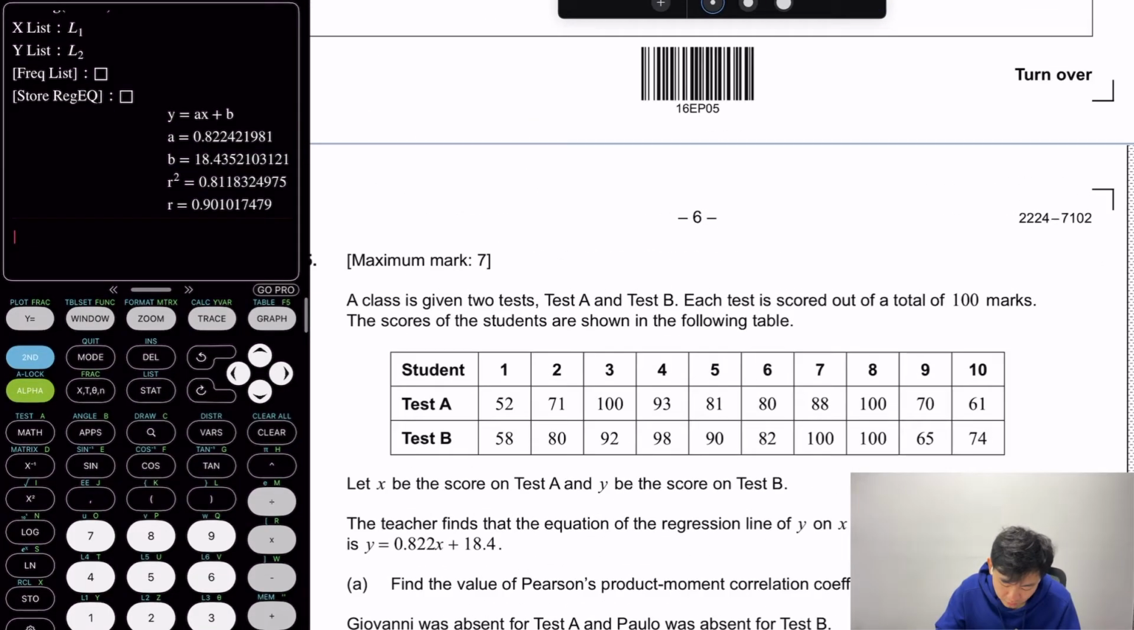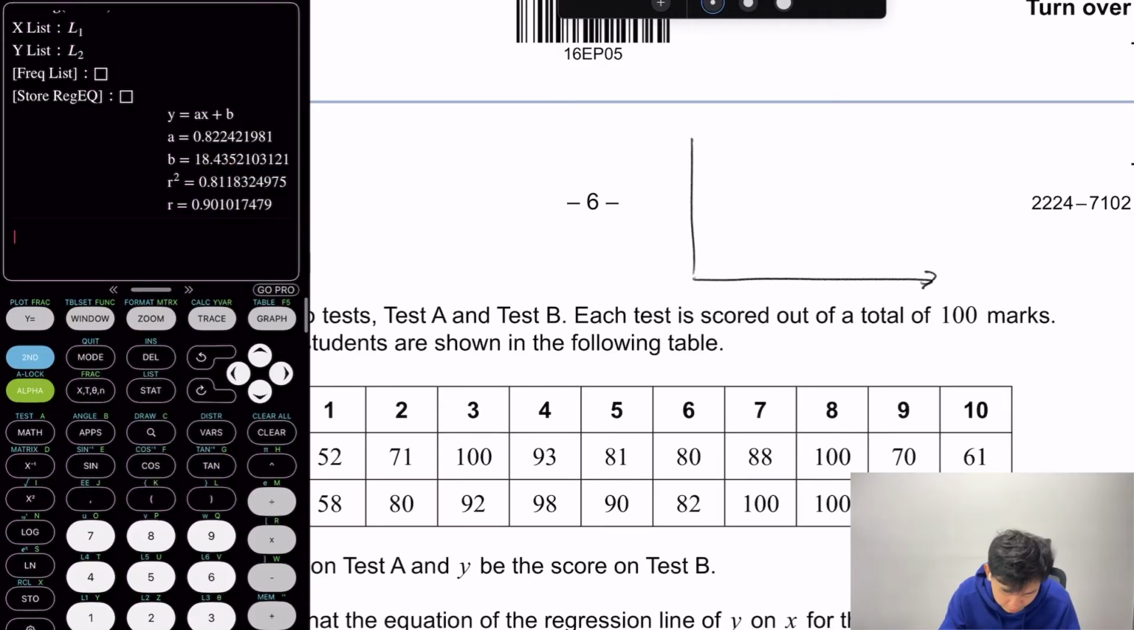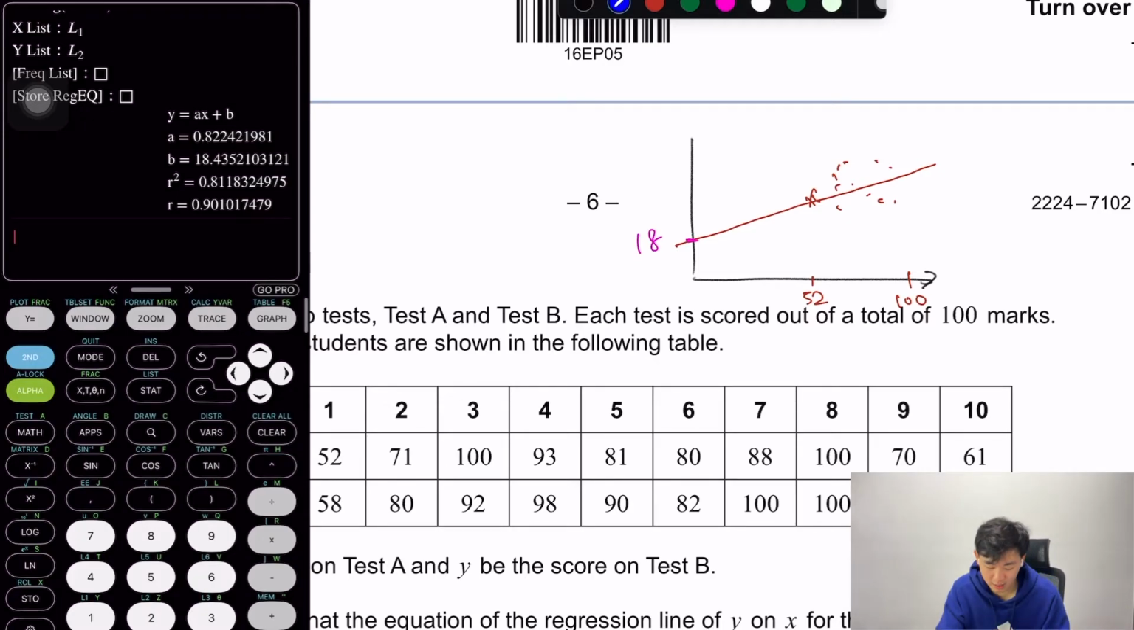So if you roughly talk about the graph, you can see the slope here is like 0 point something, and the intercept is 18 point something. If you can imagine the line looks like this, okay? The points are roughly around here, ranging from about 52 all the way to 100. And then suddenly this guy got 10 points, and the estimate is 27 points. What is the problem here? You input a number that falls outside the range of your input.